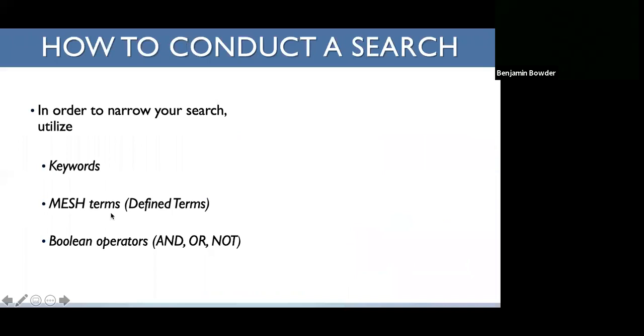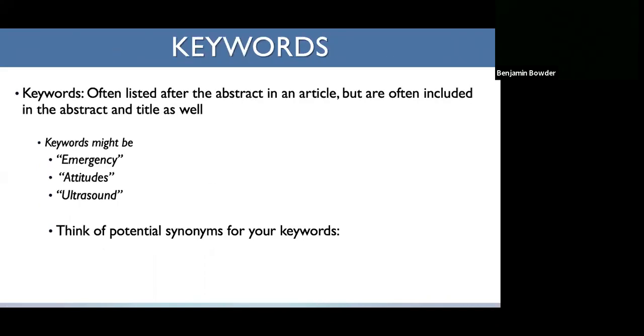So there's a couple different methods that you can use to narrow your search. The first is keywords. The second thing that we'll talk about are MeSH terms. And the third is Boolean operators and Boolean modifiers. So keywords are often listed after the abstract in an article, but are often included in the abstract and title as well.